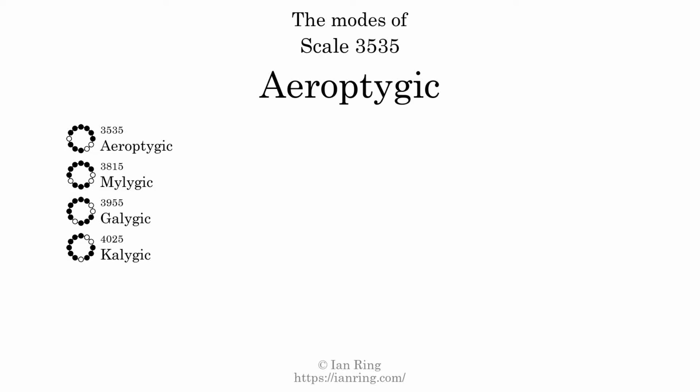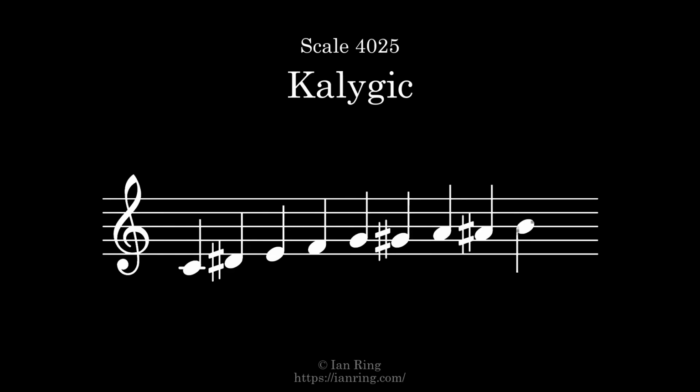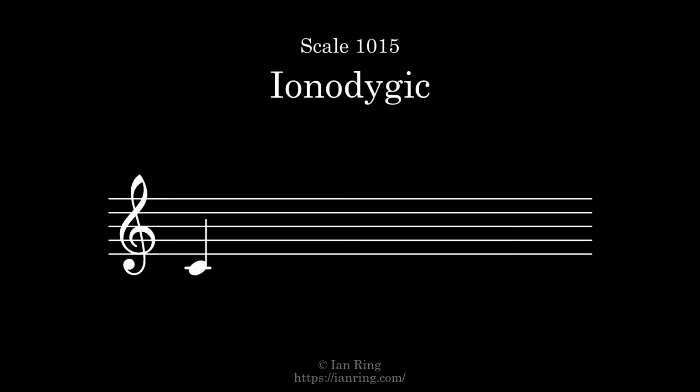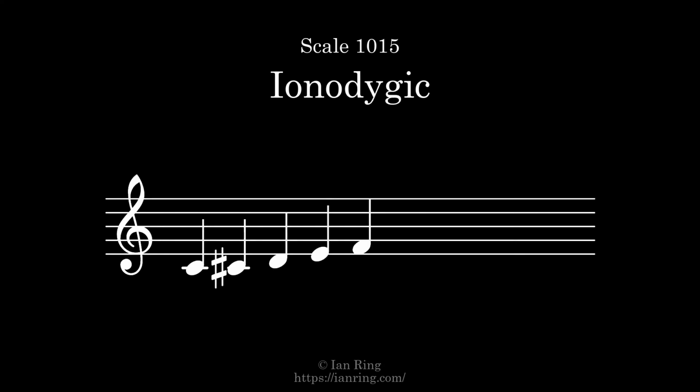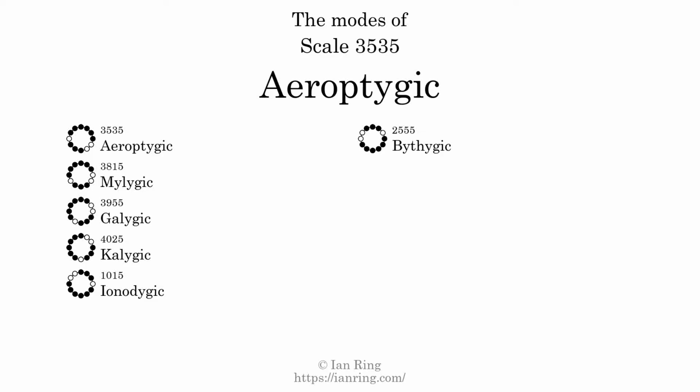The fourth mode is scale 4025, also known as Coherence. It sounds like this. The fifth mode is scale 1015, also known as Aeroptygic. It sounds like this. The sixth mode is scale 2555, also known as Aeroptygic. It sounds like this.